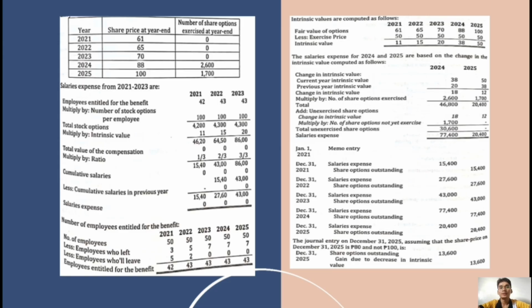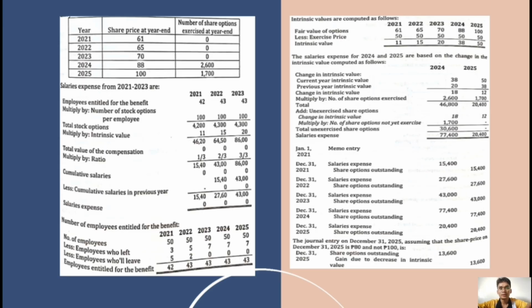And December 31, 2024, salaries expense 77,400 debited, share options outstanding 77,400 credited. And on December 31, 2025, salaries expense is debited 20,400 and share options outstanding credited 20,400.